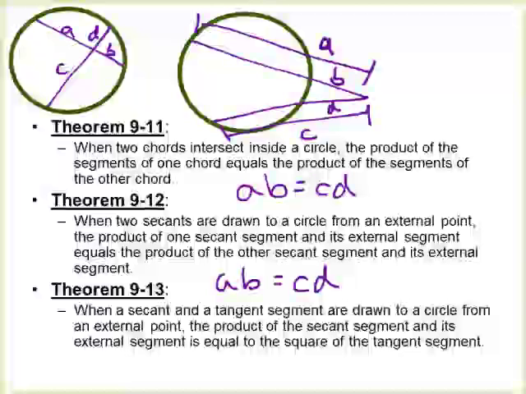So when they intersect inside, our first theorem said we'll look at just all the broken pieces and multiply those. But if the intersection happens outside, we want to take the full length of the secant times just the outside portion. So we do not deal with the inside by itself in a secant.